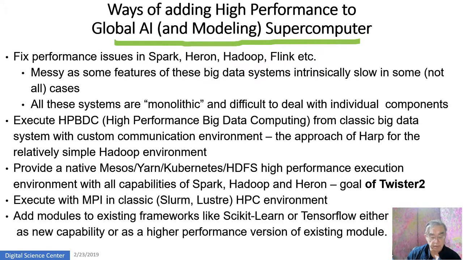A final possibility, which is a partial good solution, is to take Scikit-learn and TensorFlow and add things to make them run faster. Either new algorithms or faster versions of current algorithms, either because the technology is faster or because you implement the parallelism in a better fashion. So these are all things we can discuss, and effectively we're looking at this one here today.